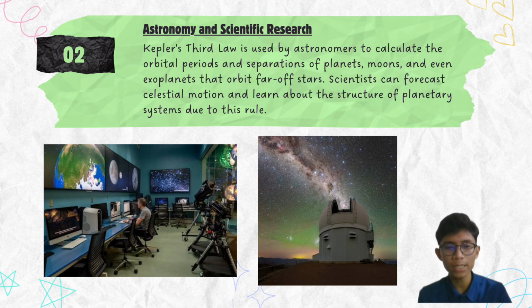The second application is astronomy and scientific research. Astronomers use Kepler's third law to calculate the orbital periods and distances of planets, moons, and exoplanets that orbit distant stars. By studying these orbital motions, scientists can predict the movement of celestial bodies and gain a better understanding of how planetary systems are formed and evolve. In conclusion, Kepler's law is not only important in physics, but it also plays a vital role in satellite technology, environmental monitoring, and space exploration.